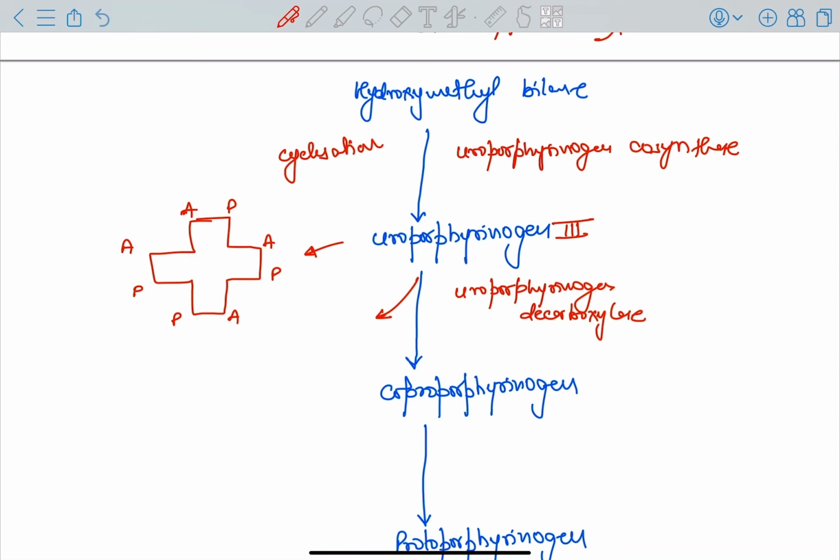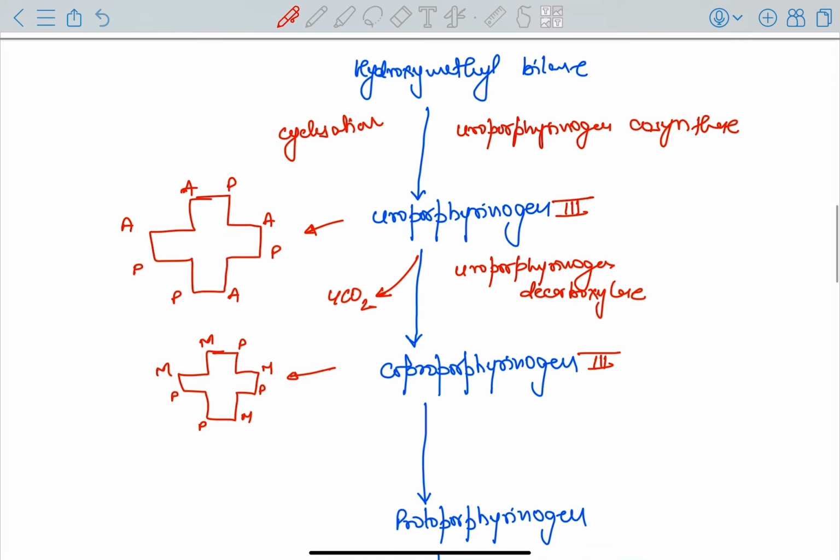decarboxylase acts. What happens here is CO2 molecules will be removed. 4 molecules of CO2 are released, so your coproporphyrinogen 3 is formed. And if we look at the structure of coproporphyrinogen, this is MP, and then we have PM. This is the structure of coproporphyrinogen.